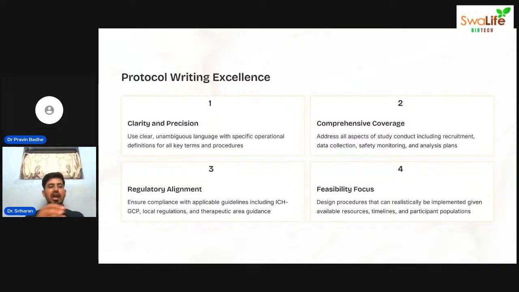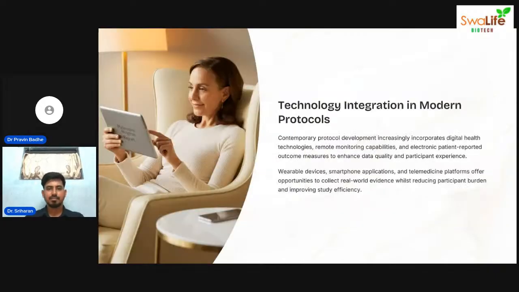Regulatory alignment. It is also under the ICH GCP E6 alignment. Your regulatory alignment should be in line with local regulation, likewise under the guidelines. Feasibility focus: how the available resources, sites, qualified staff, and population you have. The feasibility focus is also one of the main things while writing protocol excellence.